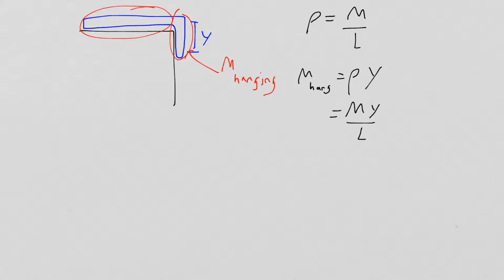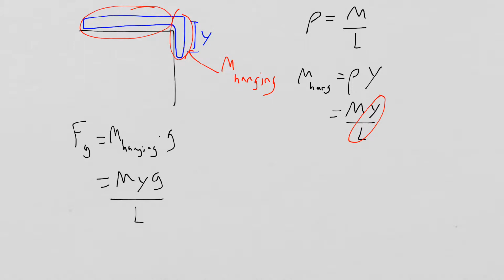So the idea, if I circle this bit, is y over L, the fraction of the mass you have is the same as the fraction of the volume of the rope you have. So then the force of gravity is m hanging times g, which is myg over L. All right, so that's part B.